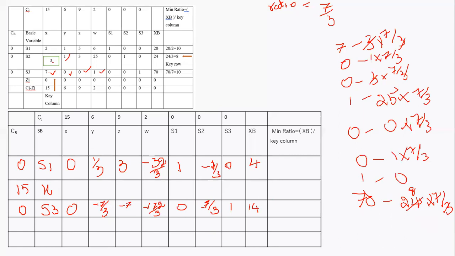So now the next process says make the key number as 1. That means we have got 3. This should be made as 1. Therefore, multiply throughout by 1 by 3. So then we'll be having 3 by 3, 1. Next number will be 1 by 3. And next number will be 1. And then we'll be having 25 divided by 3. And then 0, then 1, and then 0. Then we'll be having 24 divided by 3. Therefore, we'll be having 8.